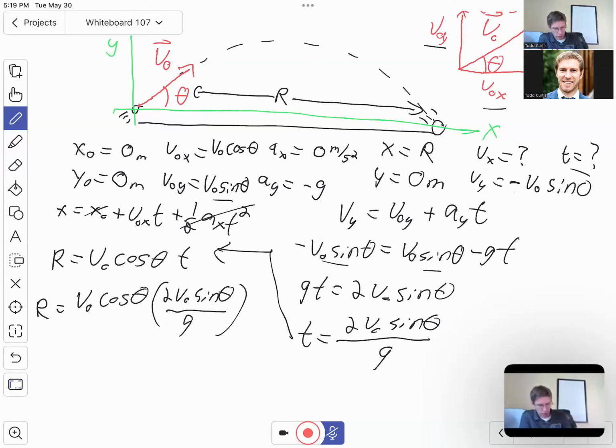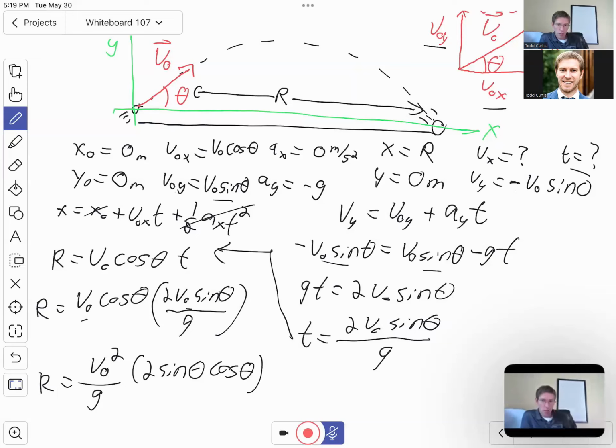And now I can rewrite this. So I have v initial and v initial. So that's going to be v initial squared. On bottom, I have g. And then what's left is 2 sine theta times cosine theta. So you could think, hey, look, I'm done. But this doesn't look like the equation in the lab.